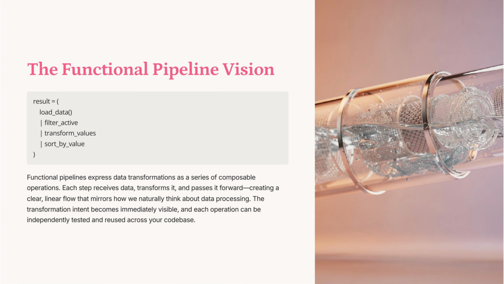Functional pipelines streamline data transformations into a clear, linear flow. By chaining operations like filter active, transform values, and sort by value, each step is independently testable and reusable. This approach enhances readability and mirrors natural data processing, making the transformation intent immediately visible and simplifying maintenance.